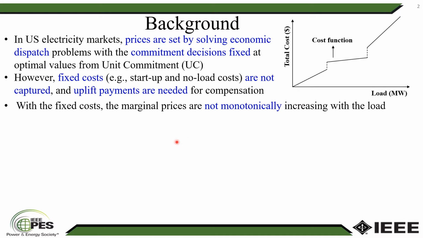When we do include the fixed cost, we notice that the marginal prices are not monotonically increasing with the load. The figure on the right shows total cost versus load, and the curve is the cost function. The slope of the curve gives you the marginal price, and as you can see, the marginal price is not monotonically rising.